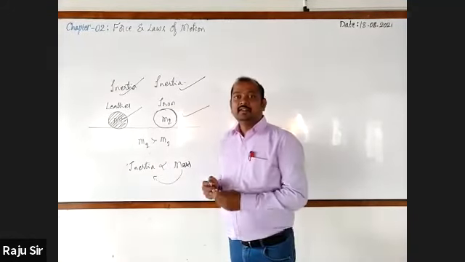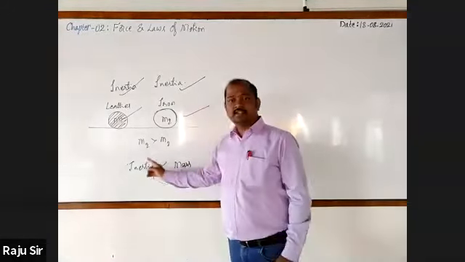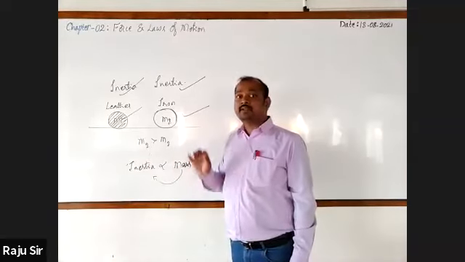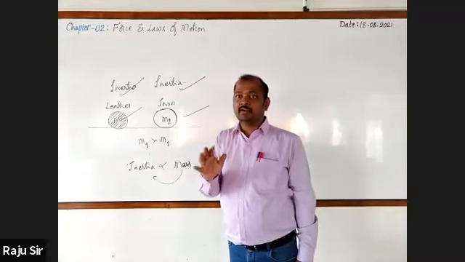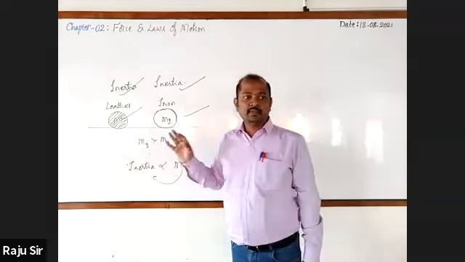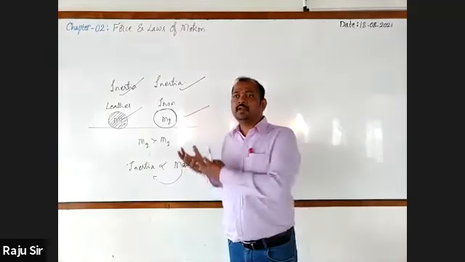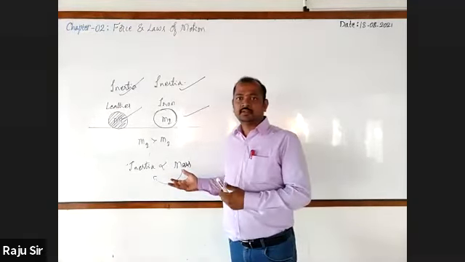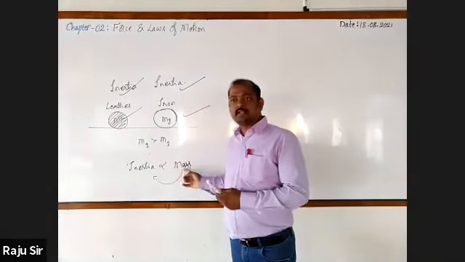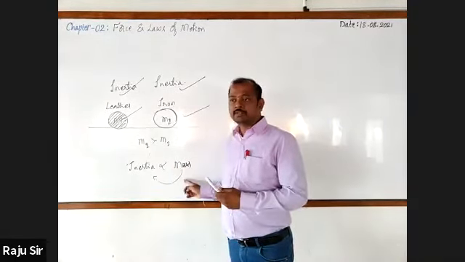Got it? The relationship between mass and inertia is that mass is the measure of inertia. Mass is the measure of inertia. If you measure inertia, it tells you how much mass the body has. And inertia is directly proportional to mass.